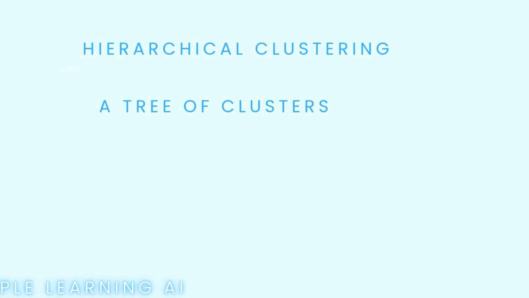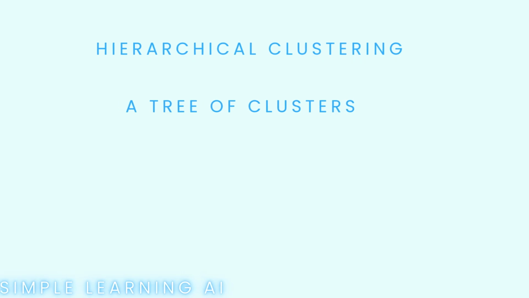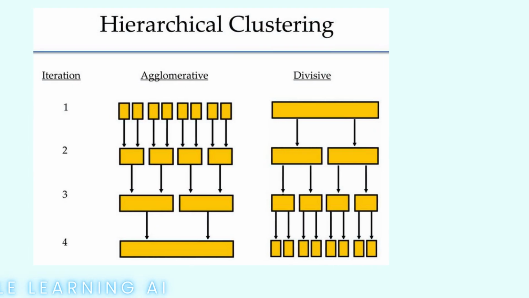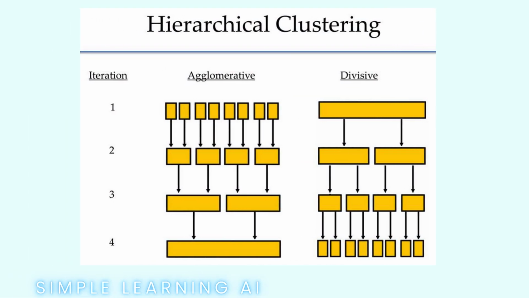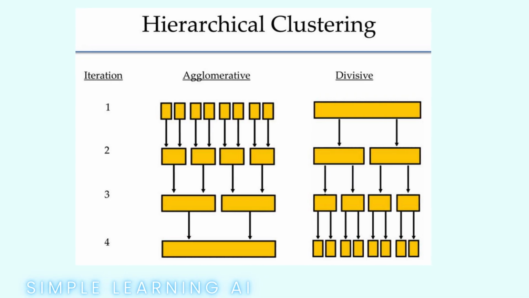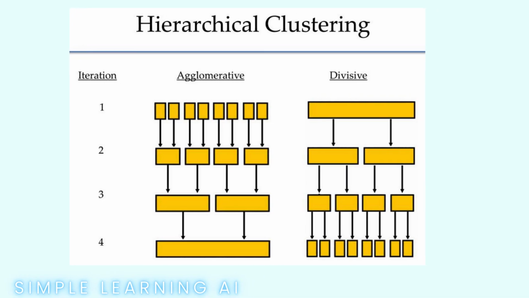Hierarchical clustering builds a tree of clusters, like a family tree. There are two ways. Agglomerative, most common: start with each point as its own cluster. Then slowly merge the closest pairs together. Divisive: start with everything in one big cluster. Then split it step by step. At the end, you get something called a dendrogram, a tree diagram that shows which points got grouped together first.